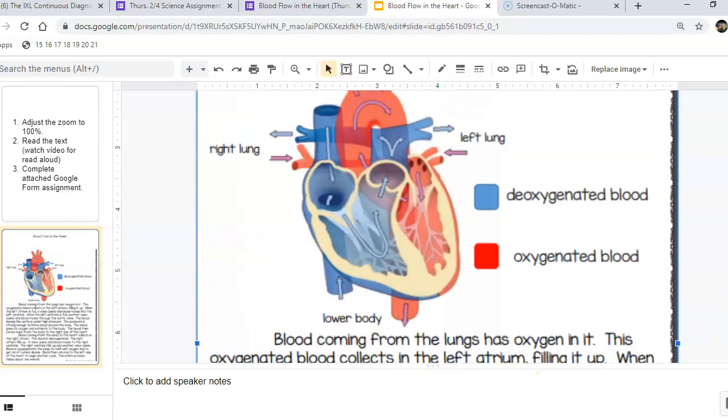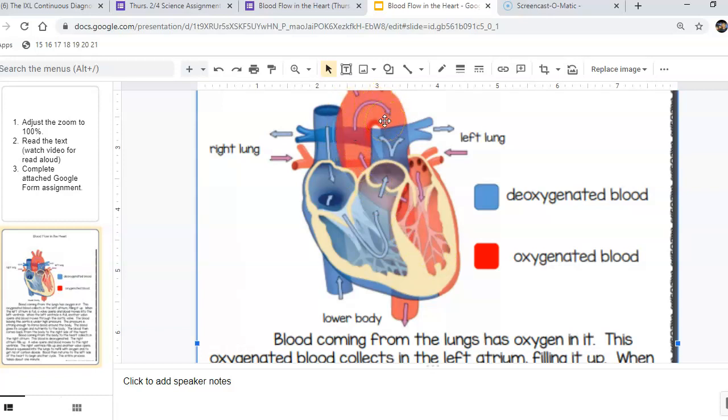All right, so like I said, that oxygenated blood comes back into the heart, into the left atrium. Now this side of the heart is shaded red because it's oxygenated. When the left atrium fills up, the blood will trickle down here to the left ventricle. And just like the right ventricle, this is where the pumping action is. And so when the left ventricle pumps, it's going to shoot that blood out through this artery here.